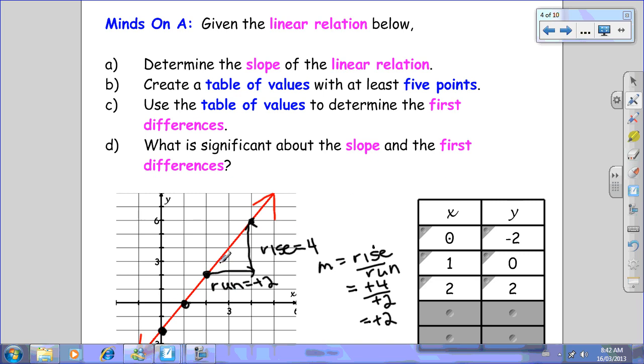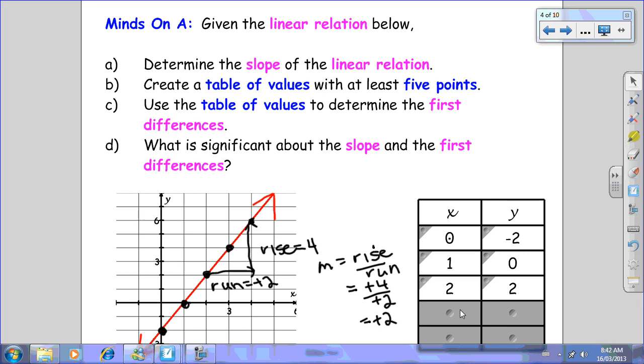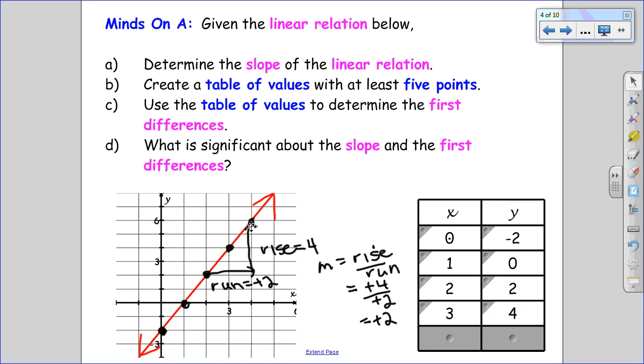I move 3 to the right and up 4 to get to it. So that's the point 3, 4. And the last point I used in my table, I went right 4 and up 6 to get to it. So it's the ordered pair 4, 6. If I look at that, I can see a pattern in my x values. I can see that x is always increasing by 1, and the y's are increasing by 2.